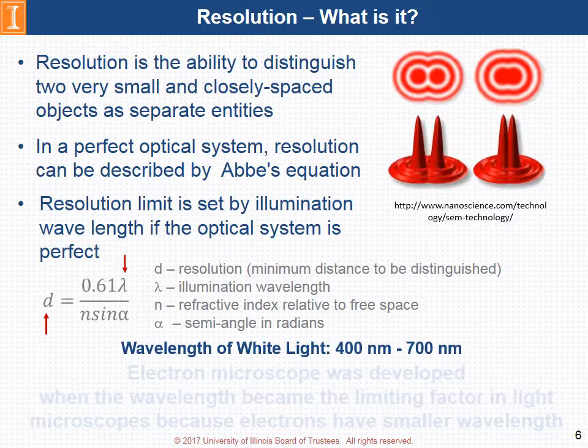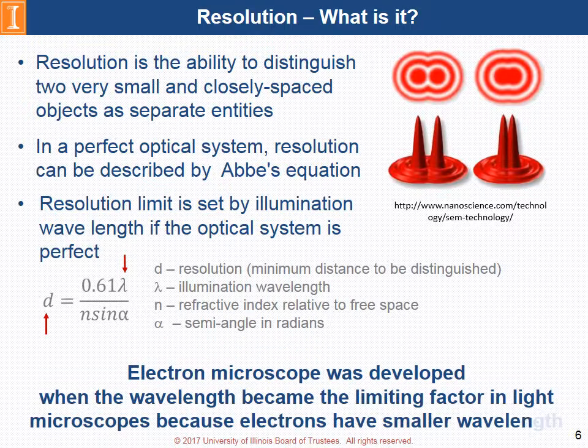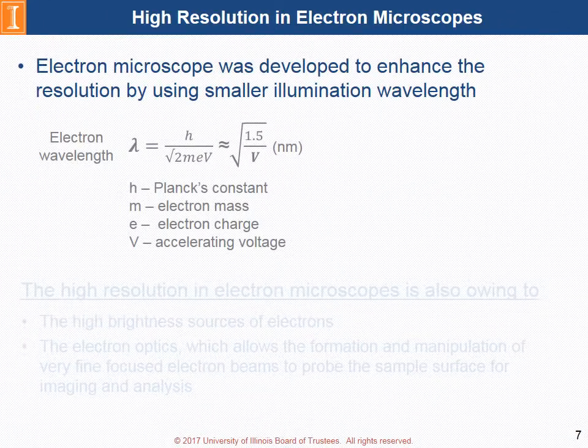White light used in optical microscopes has wavelengths from 400 nanometers to 700 nanometers. So in order to further enhance the resolution, we need to go for smaller wavelength illumination, which is the reason electron microscope was developed. So the electron microscope was developed to enhance the resolution by using smaller illumination wavelengths.